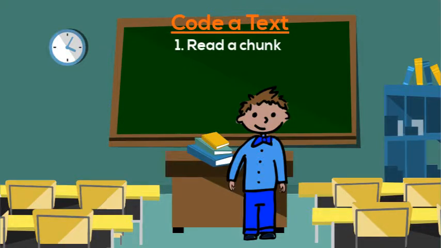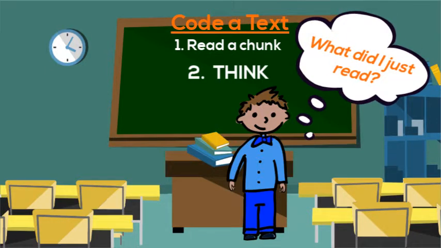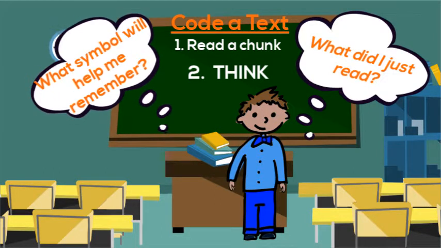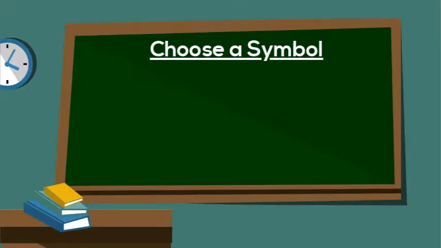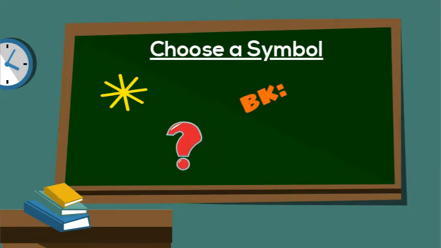Once the chunk is read, the student should stop, think, and ask him or herself, what did I just read? And what symbol will help me to remember what I just read? The student will then translate the author's words by jotting down a symbol to match the reader's interaction with the text. These symbols can be predetermined by you, the teacher, or depending on the age and understanding of the students, a universal symbol system could be developed by the class as well.